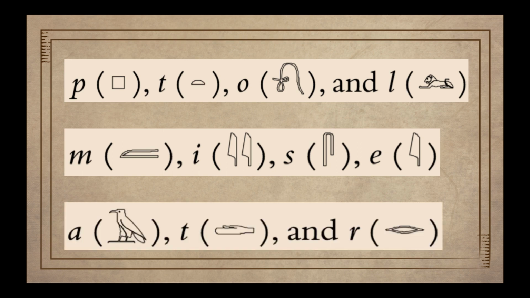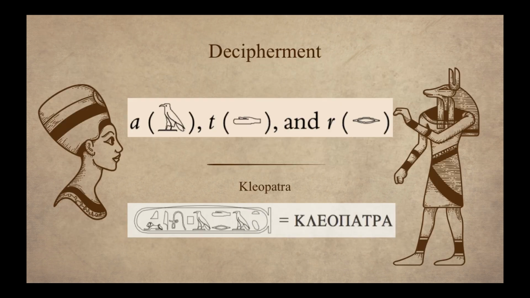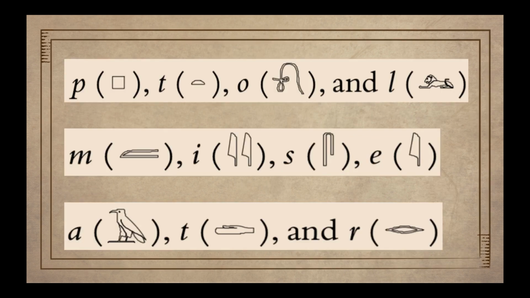And finally, by looking at what remains in the name of Cleopatra, we can suggest that the vulture here is an A, since it repeats twice, and that the T or the D, according to Egyptian pronunciation, is that little hand here, that this mouth here is the letter R. So we have a list of at least a dozen letters that we already were able to decipher.